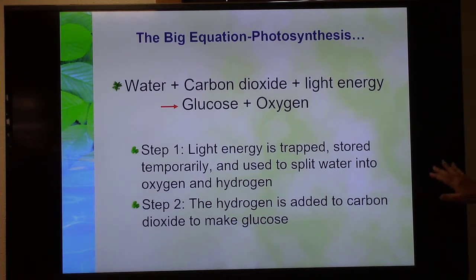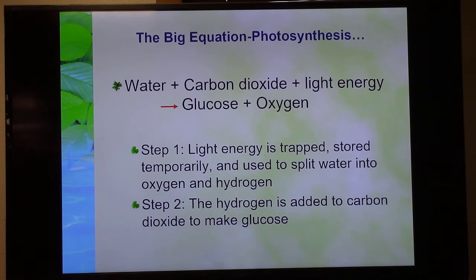In the first step, light, and this is usually sunshine, but it could be fluorescent lights in your home. The energy of that light is trapped. It's stored for a tiny moment, and then it is used to break apart a molecule of water. And you know water is H2O, hydrogen and oxygen. It does not spontaneously come apart. But this energy from the sun is used to break a water molecule.